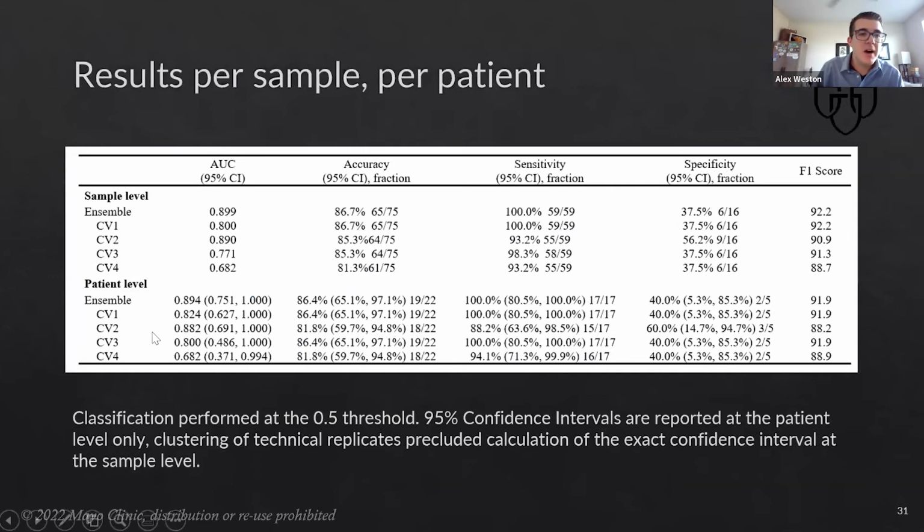So I think I've mentioned all of this already, but this is just the overall AUC and sensitivity and specificity scores for our constituent models, along with our overall ensemble at the sample level and at the patient level.